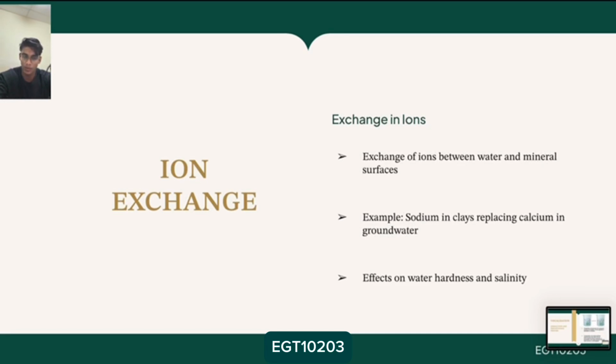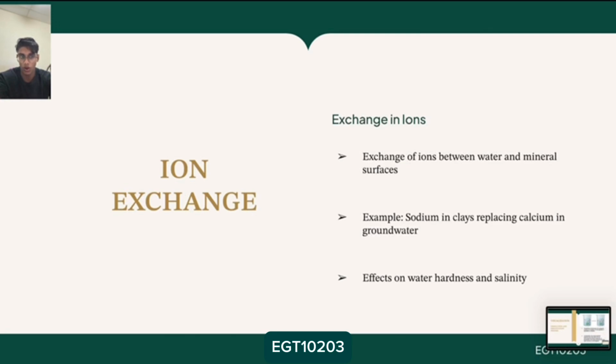This process affects water hardness, which is important for plumbing and taste, it influences salinity, and most importantly, it plays a vital role in contaminant transport, especially for metals like lead or arsenic. To make it relevant to our environment, in environmental remediation, ion exchange is used to clean up contaminated water, replacing harmful ions with safer ones.